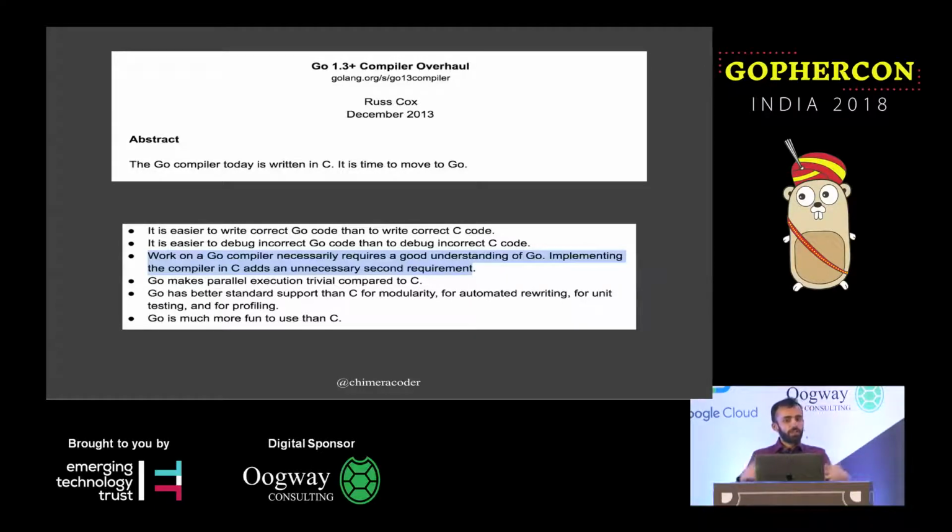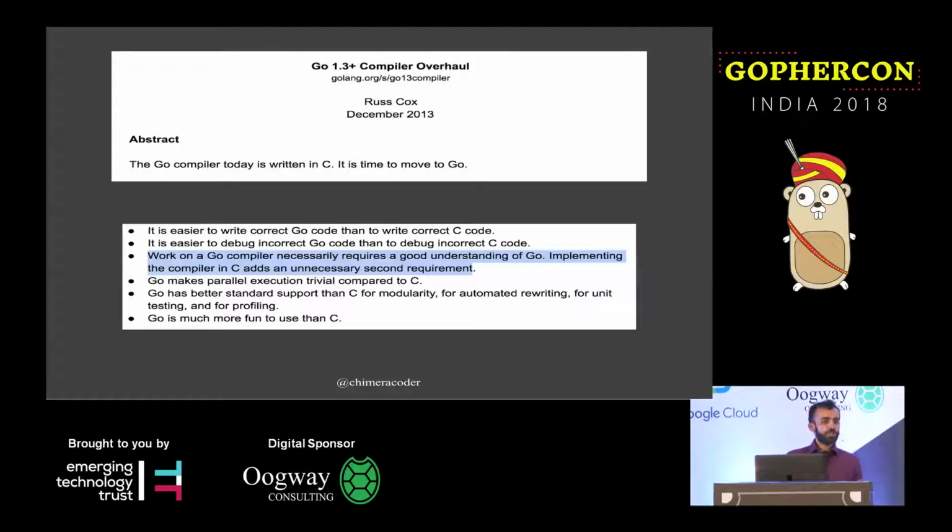So think about it. We're here to contribute to the Go project. We already all know and use Go. So why should we need to learn a whole different language, C, just to contribute to Go? And to address this, we rewrote the entire Go compiler from C to Go, and that was released in 2015.